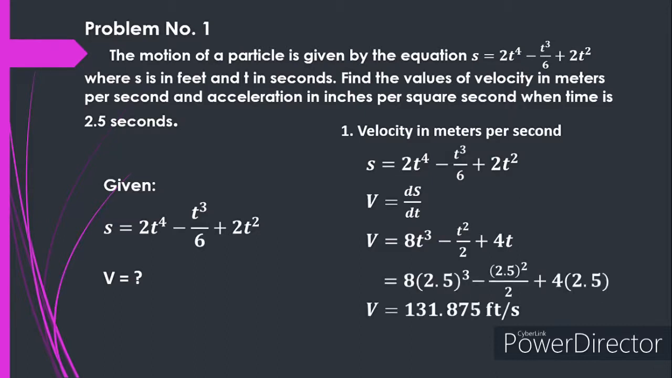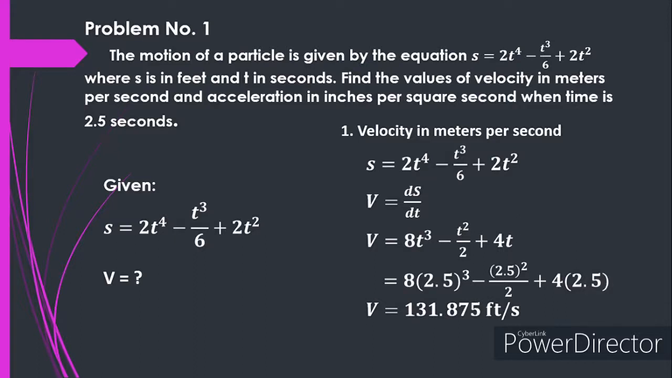Direct substitution class na time ng 2.5 seconds will result to v is equals to 131.875 feet per second. So, since sinabi ni problem na ang equation daw natin, ang s ay nasa feet and ang time is in seconds. So, automatic ang makukuha natin class ay nasa unit na feet per second.